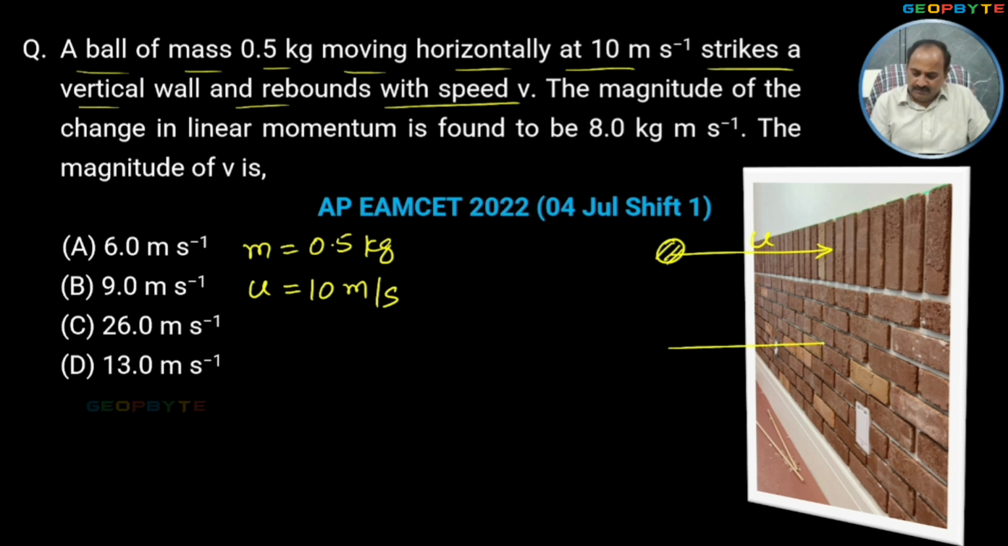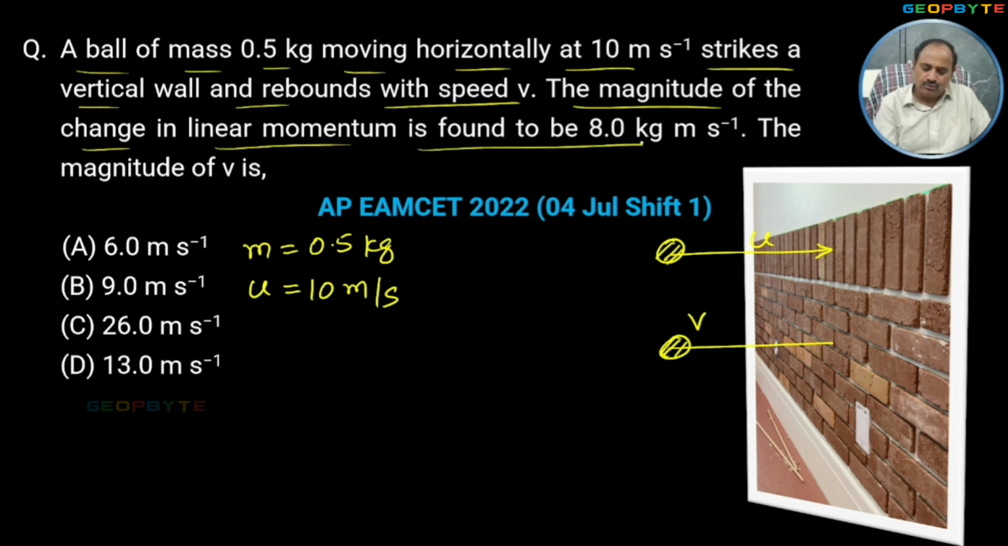And it is rebouncing with a velocity v. The ball is rebouncing with a velocity v. Then the magnitude of the change in linear momentum, delta p, is found to be 8 kg meter per second. What is the value of v?